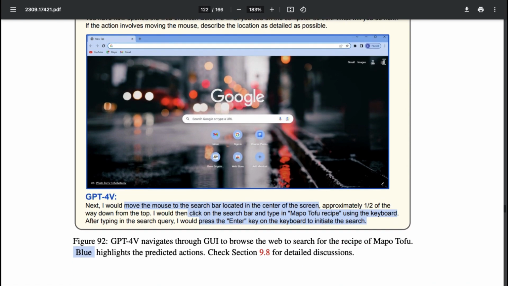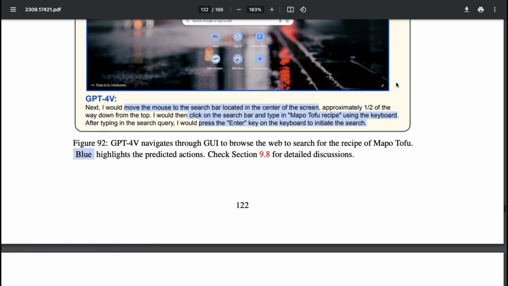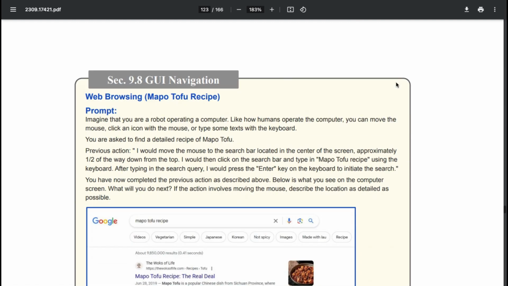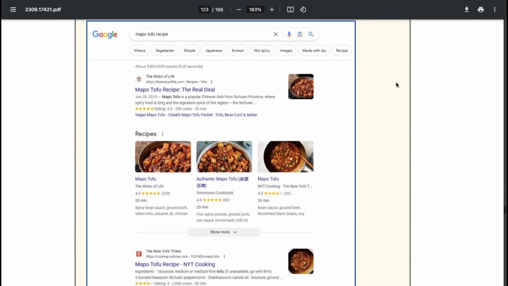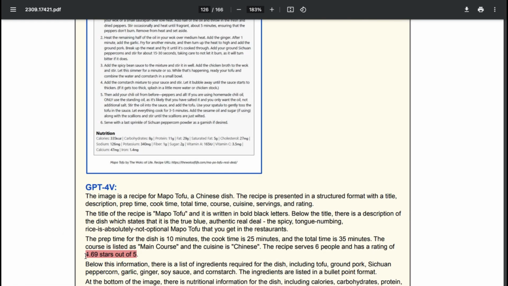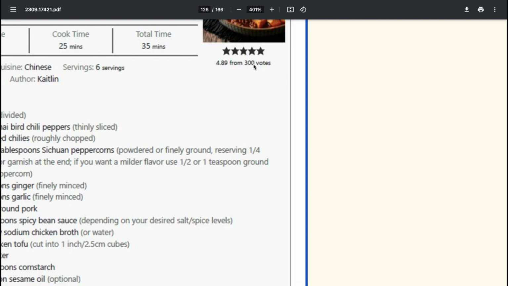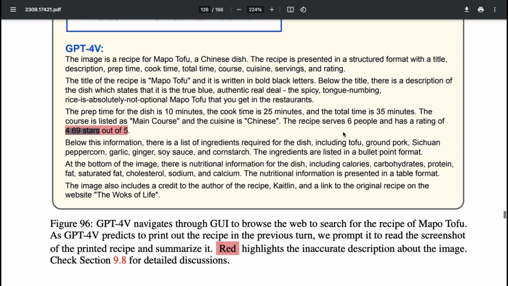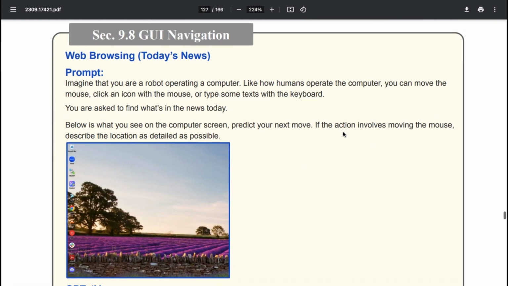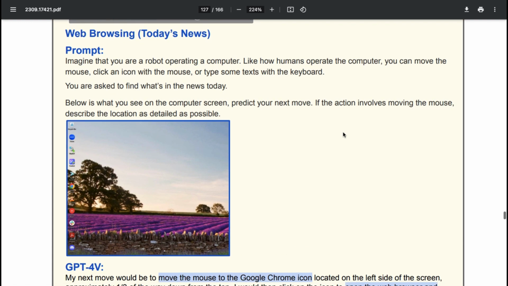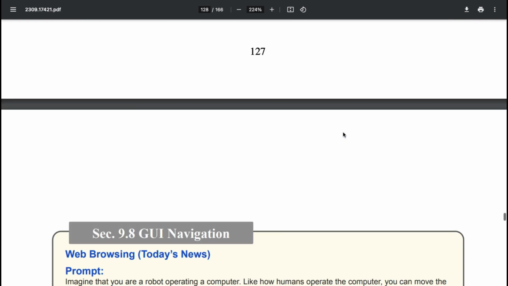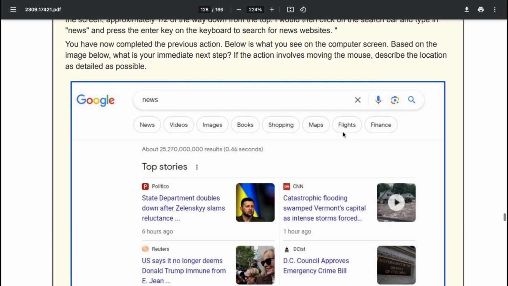So in terms of navigating via text, GPT-4V is doing incredible work. It knows how to navigate the entire website. There's only one error here: 4.69 stars out of 5, but it's 4.89. I mean, considering all the steps it had to take to get here, this is still mind-blowing, if you ask me. So here's another example where you're asked to find what's in the news today.